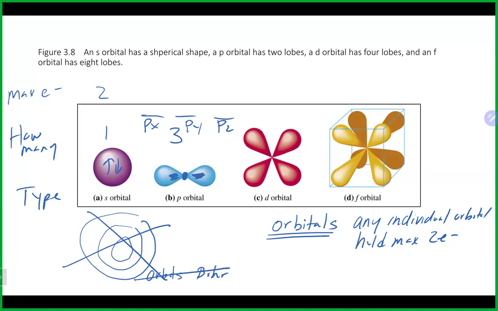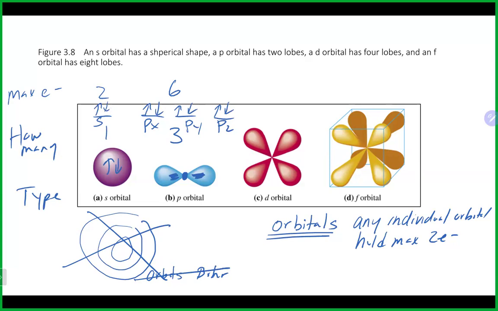Now, since there's actually 3 different types of p orbitals, if I max out all of them on an energy level, how many total electrons can I put in there? I could put 6, 2 in each, if these arrows represent electrons.